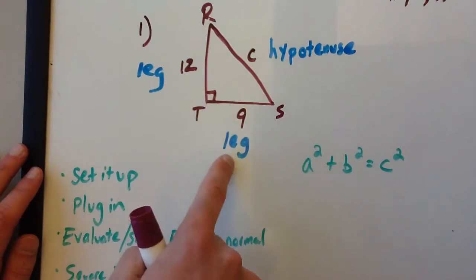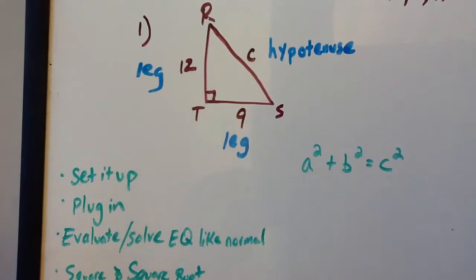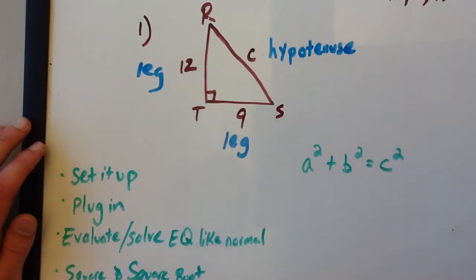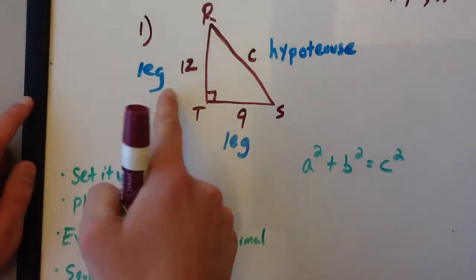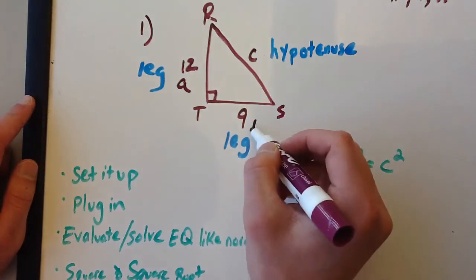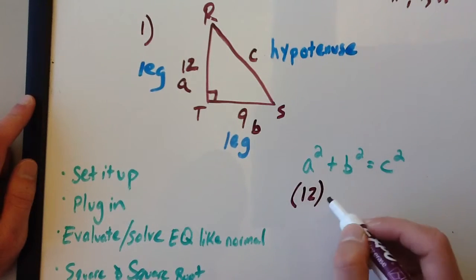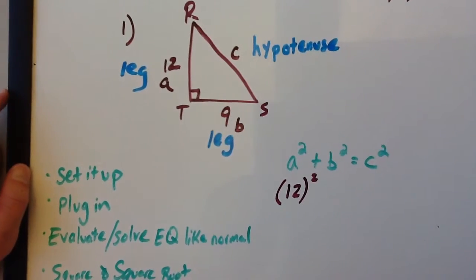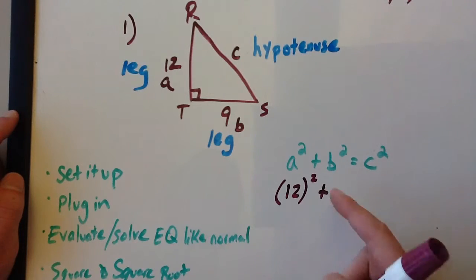I know a is one of these. It doesn't matter which one you call a and which one you call b. a and b are legs. Okay, so they're the sides of the right triangle that are not opposite of the right angle. And so let's call this a, and let's call this b. So for a squared, I have 12, and remember, every time I plug in, I'm going to, of course, put that in parentheses, just like we've always done whenever you substitute something in for something else. So a is 12, so I have 12 squared plus b squared.